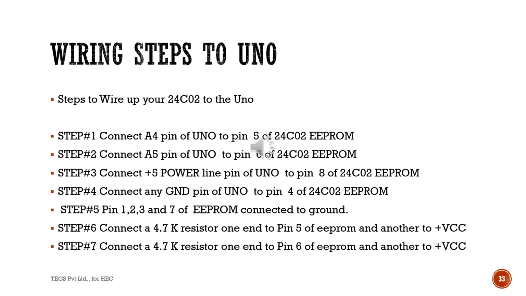Step 6. Connect a 4.7K resistor one end to pin 5 of EEPROM and another end of the resistor to plus 5 volt. Step 7. Connect 4.7K resistor one end to pin 6 of EEPROM and another end of the resistor to plus 5 volt.